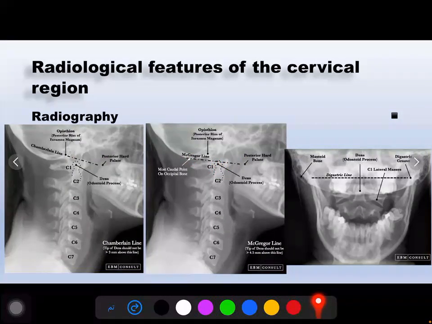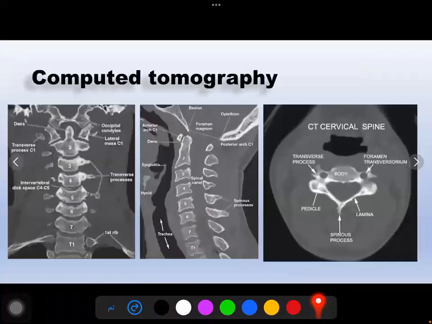The digastric line: this is the mastoid on each side, and this is the digastric notch. The line joining the digastric notches is called the digastric line. This is the atlanto-axial joint. In this case, the atlanto-axial joint should be below this line.